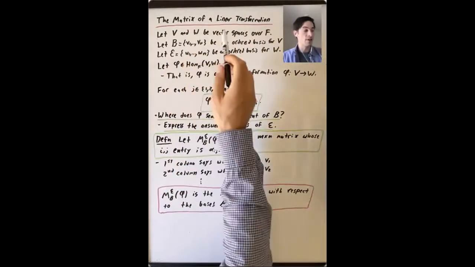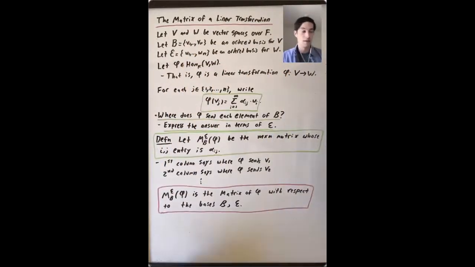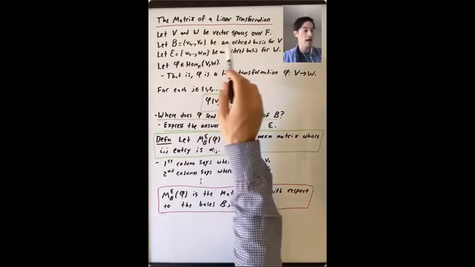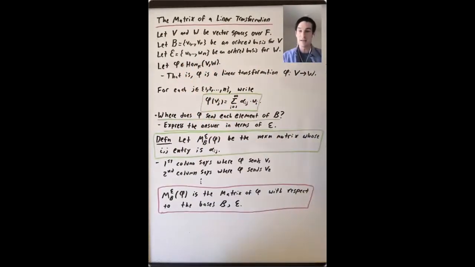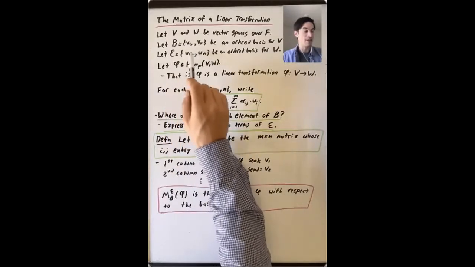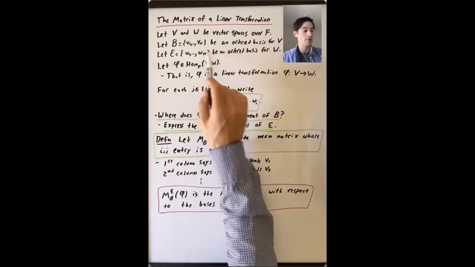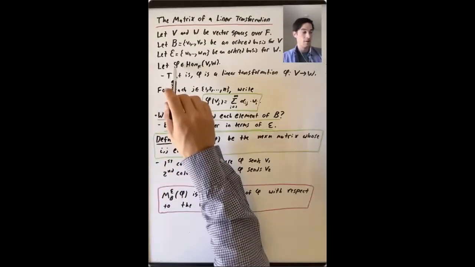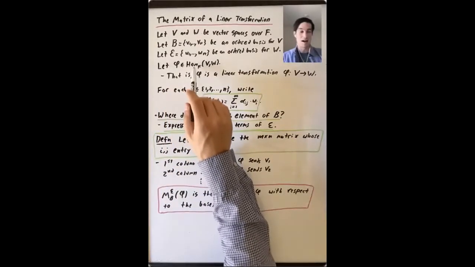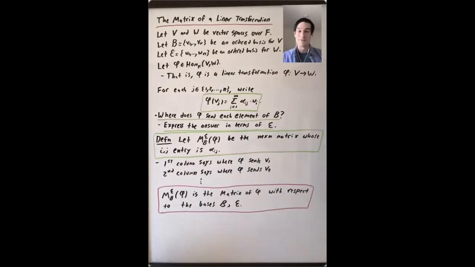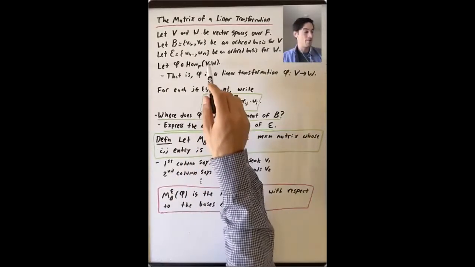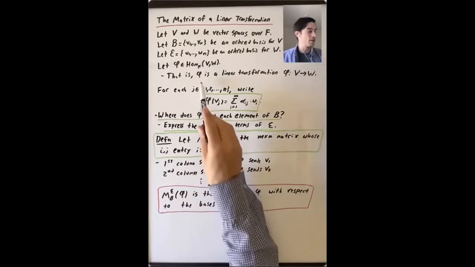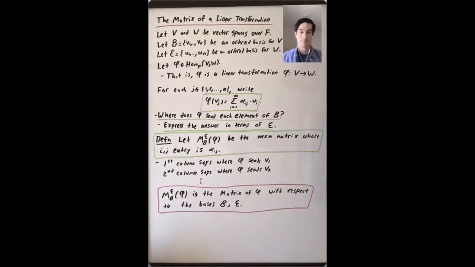Let V and W be vector spaces over F. Let B, the set of vectors V1, V2 up to Vn, be an ordered basis for V. And E, the set of vectors W1, W2 up to Wm, be an ordered basis for W. Phi is going to be an element of Hom_F(V, W), an F-linear homomorphism from V to W, or an F-module homomorphism. But what does that really mean? It's just a linear transformation from V to W.